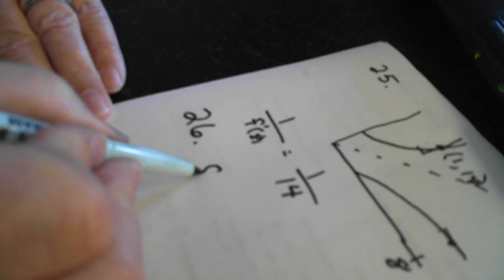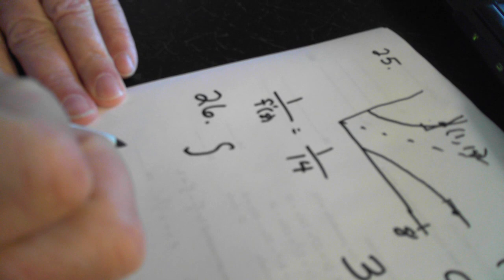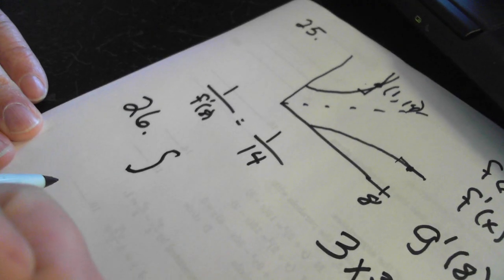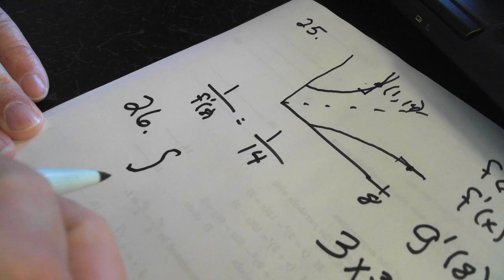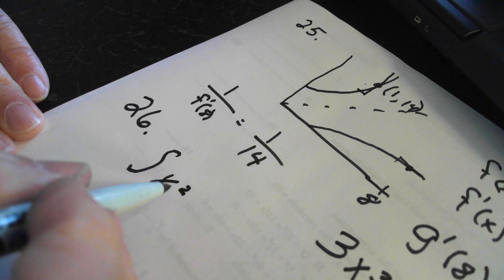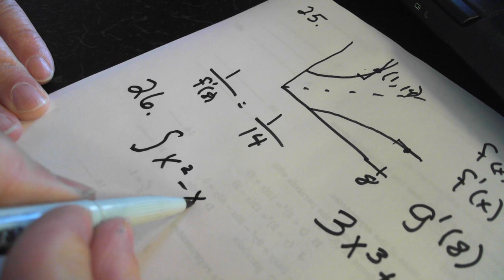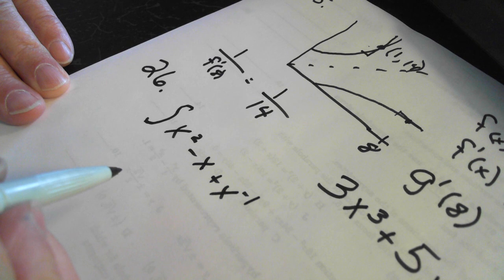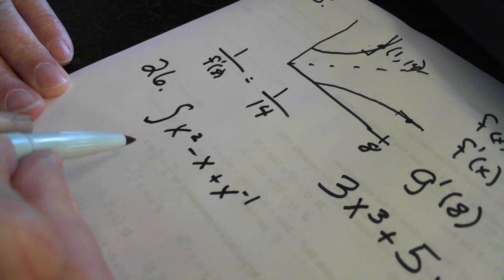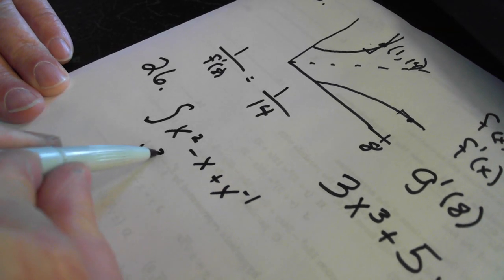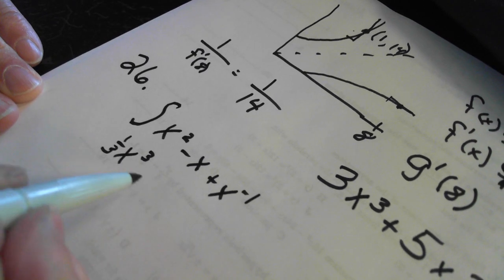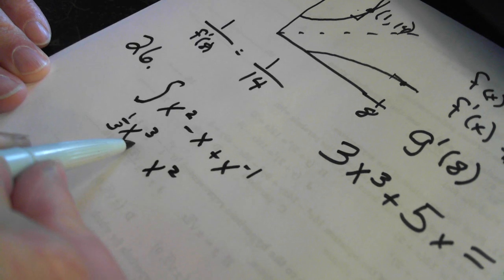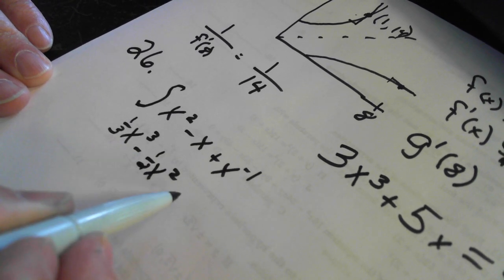The key to 26 is to see that you can rewrite that. You can just take x into each of the top things. You can easily rewrite that as x squared minus x plus x to the minus 1. The integral of that is going to be, this goes out to x cubed, so you got to do a 1/3 in front of it. This goes up to x squared, so you have to do a 1/2 in front of it.